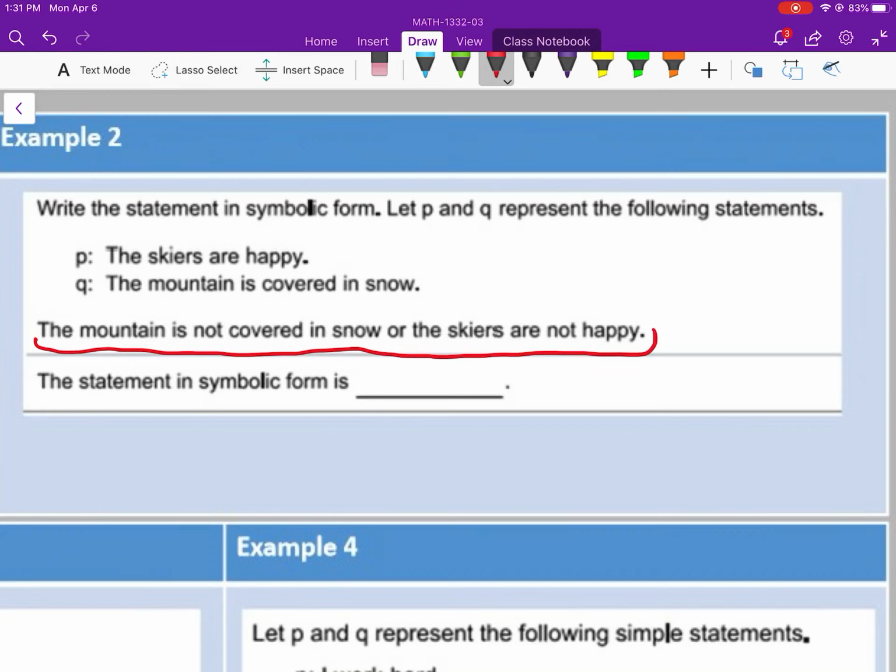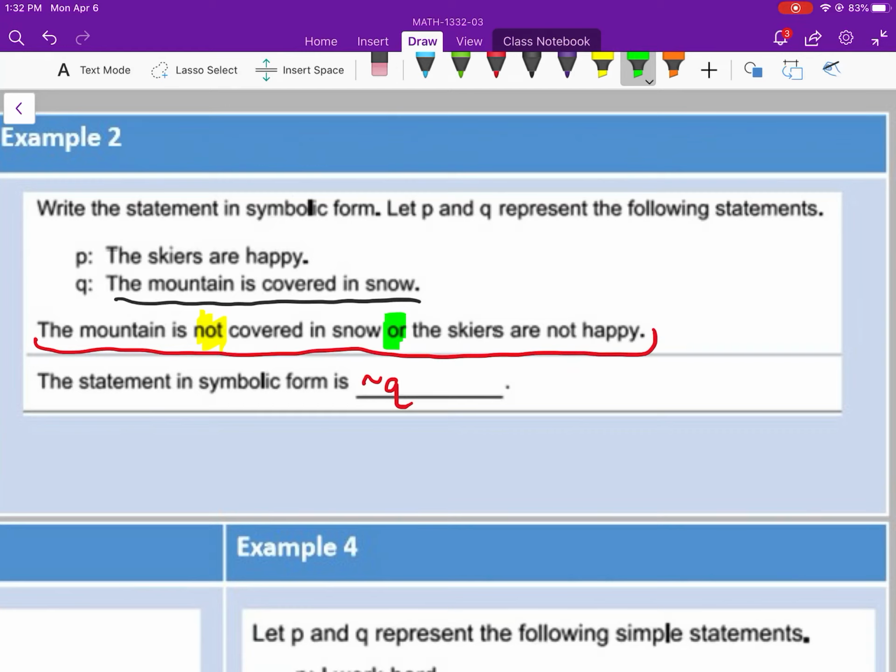The mountain is not covered in snow. Notice it does say the word not, which is opposite from what Q says, because Q says the mountain is covered in snow. So let's write that first. We have the mountain is not covered in snow, which is the opposite of Q, so that would be not Q. We also see this word or, which is tying the two statements together, P and Q.